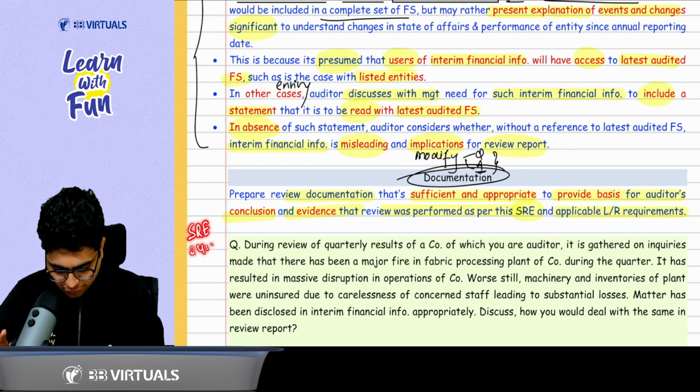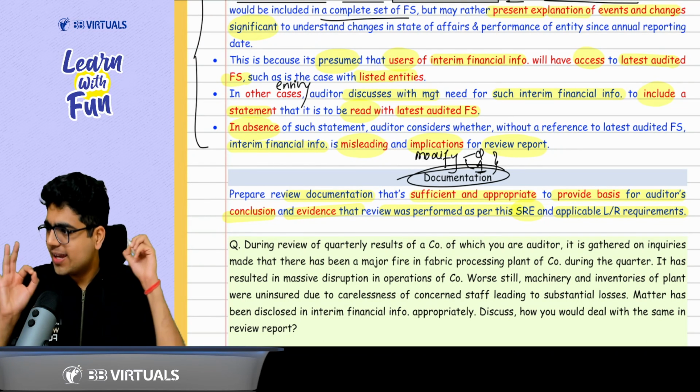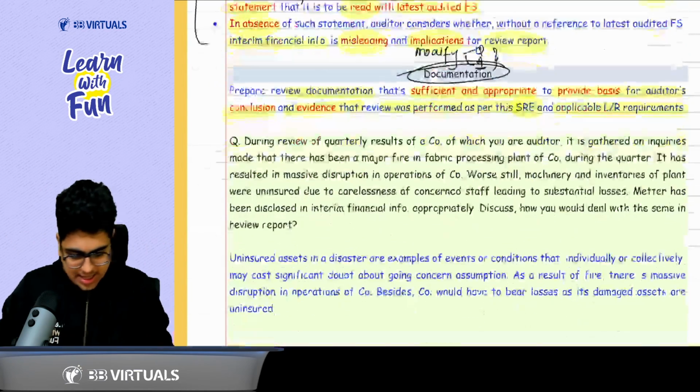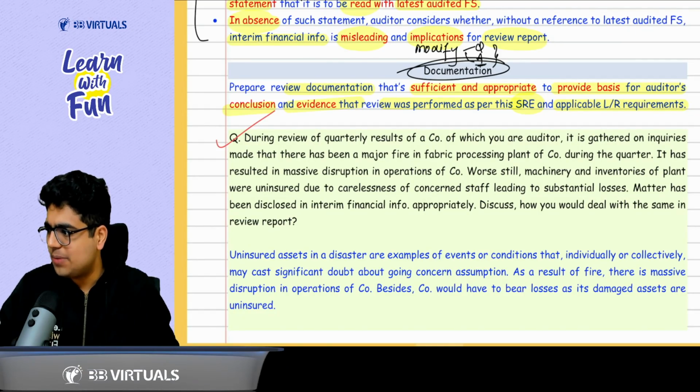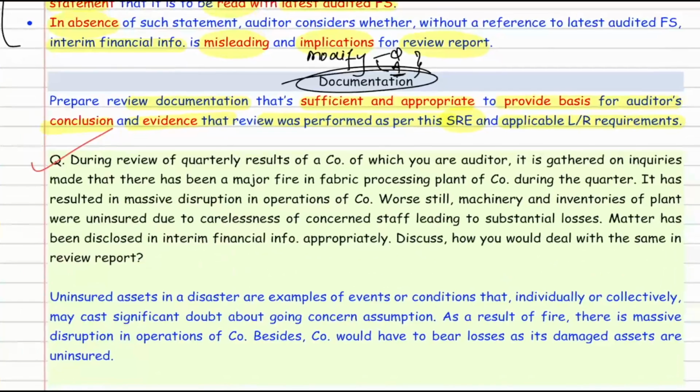That's all about SRE 2410. Clear, everyone? Clear, sir. Now let's discuss question number 1. Take 2 minutes, read this question and tell me what will be the answer. Come on, go through this question once.